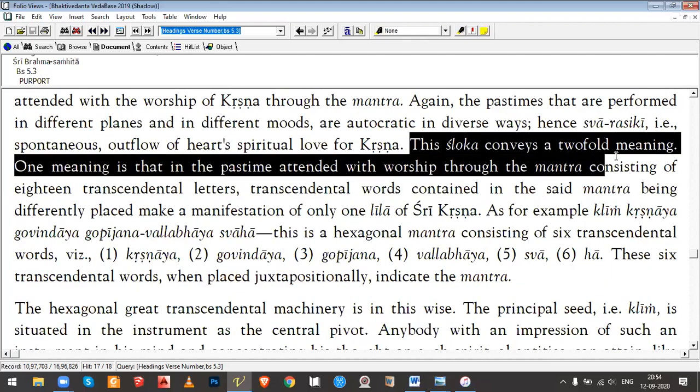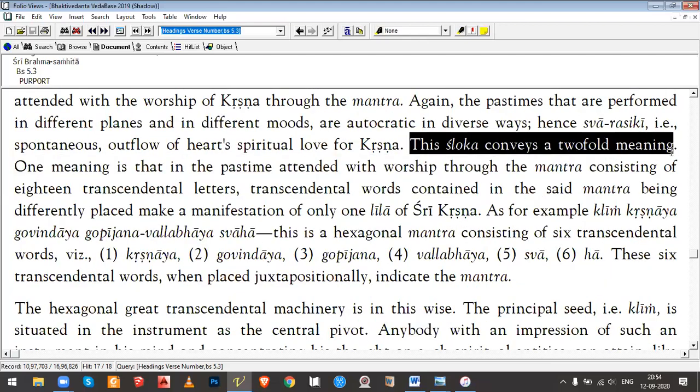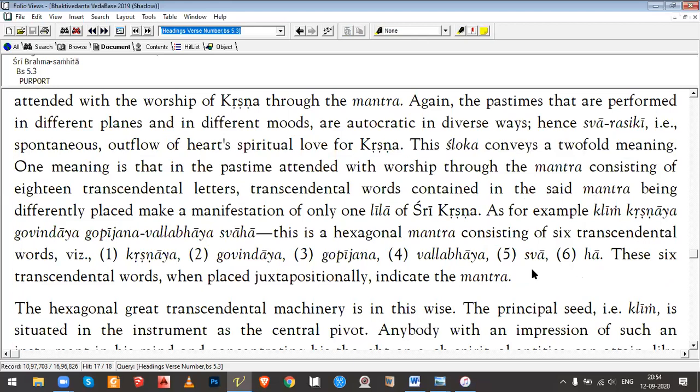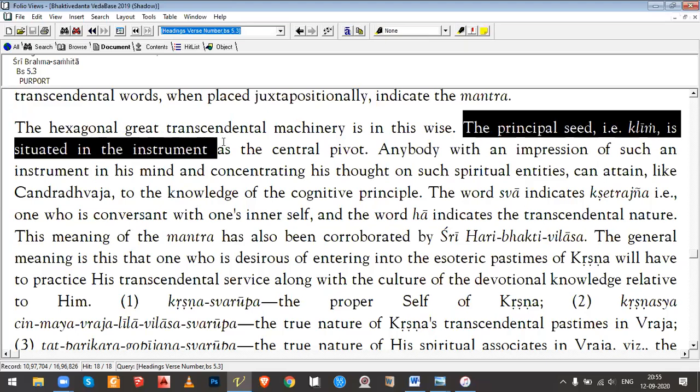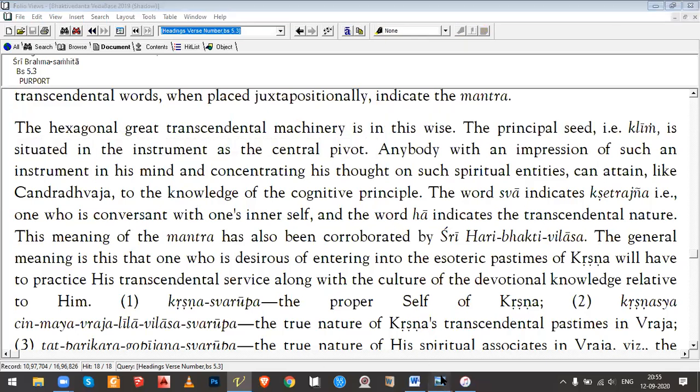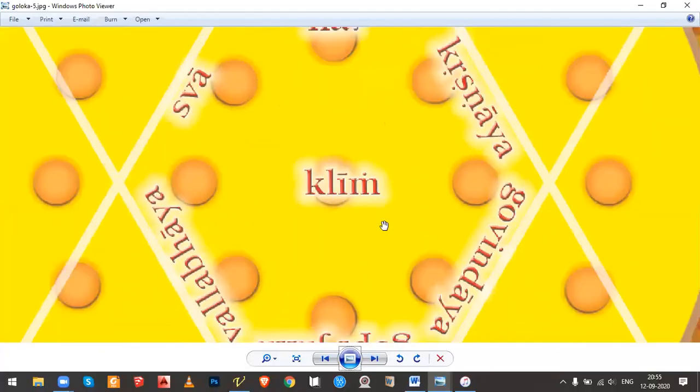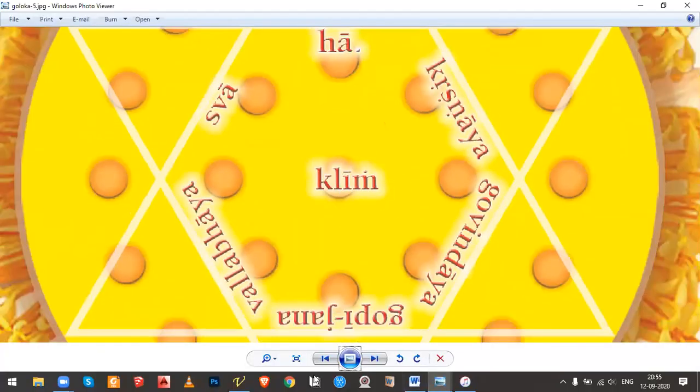This shloka conveys a twofold meaning. One is that the mantra could be used for mantra upasana and swarasiki upasana. Okay, let's go through the purport. The hexagonal great transcendental machinery is in this wise. The principal seat, Klim, is situated in the instrument as the central pivot. Klim is the central mantra. Remember, in the center is Klim.